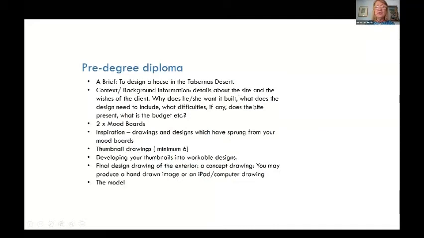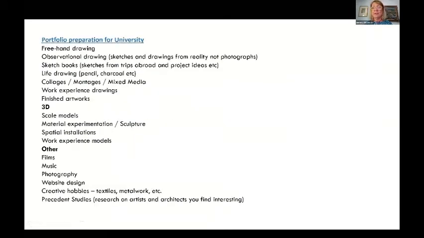So we'll also design a house in the desert. I asked a member of staff to be their client, and they have to produce lots of those things over there. So that's a wonderful moment of the week that you can do that.